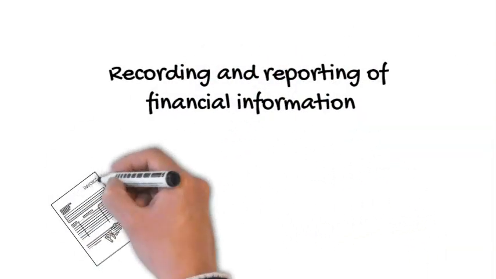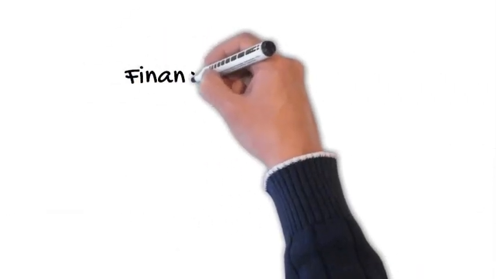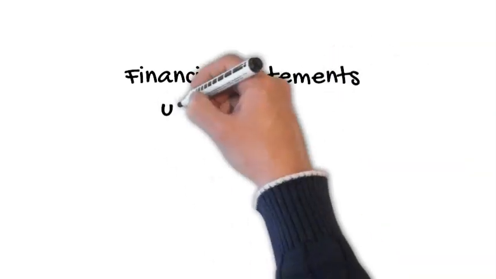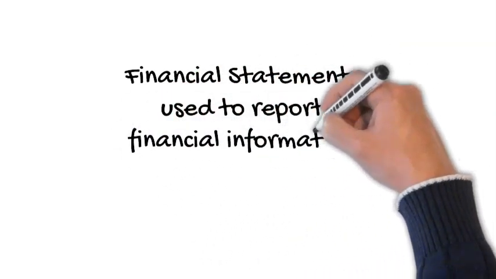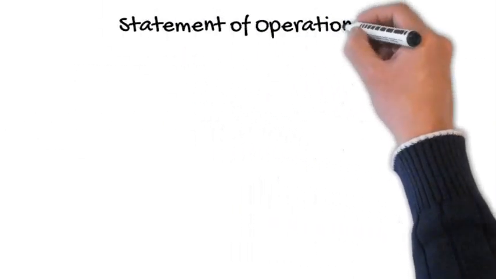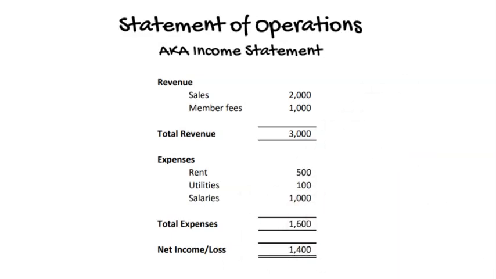There are rules and vocabulary the world uses to discuss the financial accounting world. Financial information is reported using specific documents known as the financial statements. There are two major financial statements you must know. The first report is the Statement of Operations, better known as the income statement. It reports the revenue earned and expenses incurred during a time period.